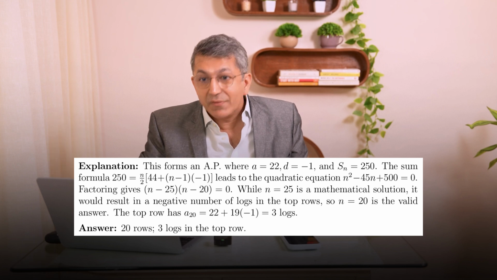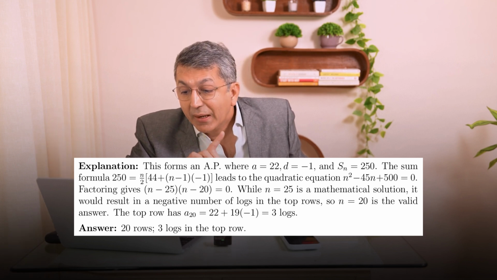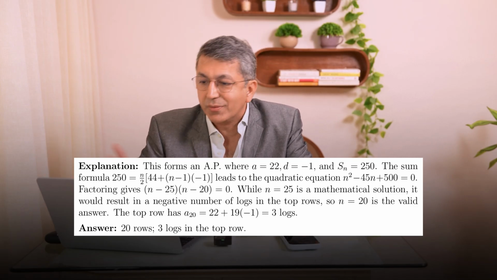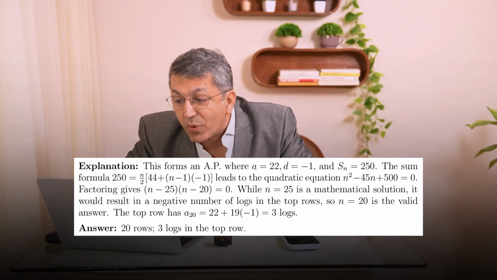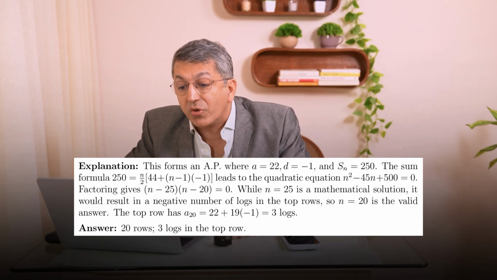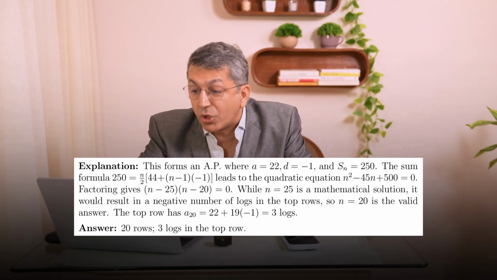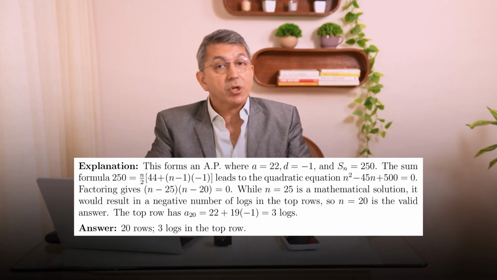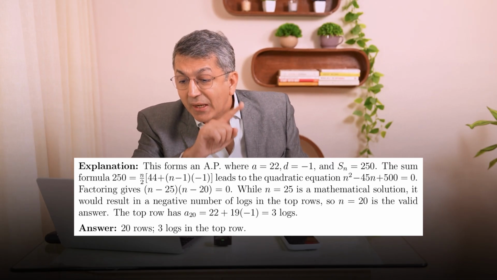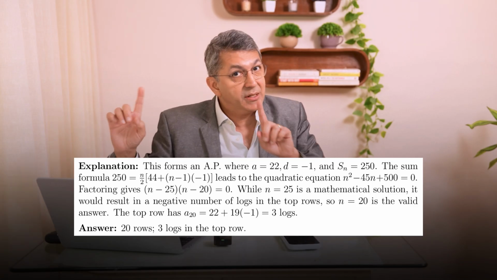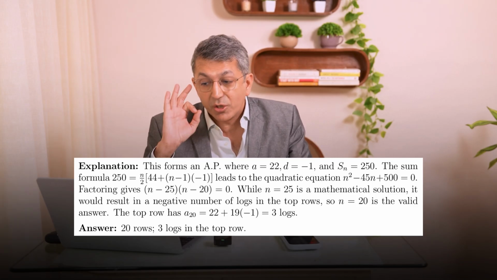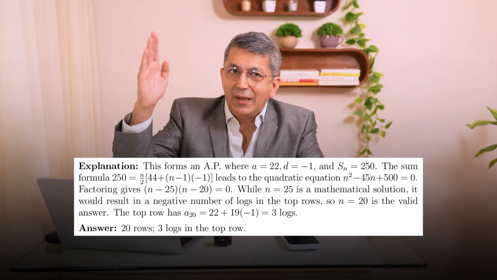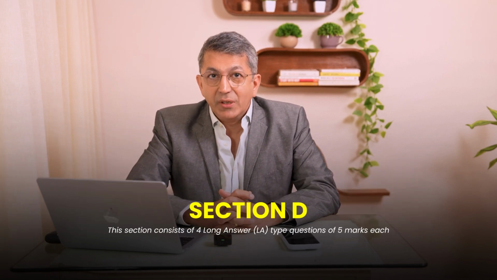Factoring gives, in brackets n minus 25, in brackets n minus 20, which is equal to 0. While n is equal to 25 in a mathematical solution, it would result in a negative number of logs in the top row. So n is equal to 20 is the valid answer. The top row has a20 is equal to 22 plus 19 in brackets minus 1, which is equal to 3 logs. Answer: 20 rows, 3 logs in the top row. And now we come to section E.